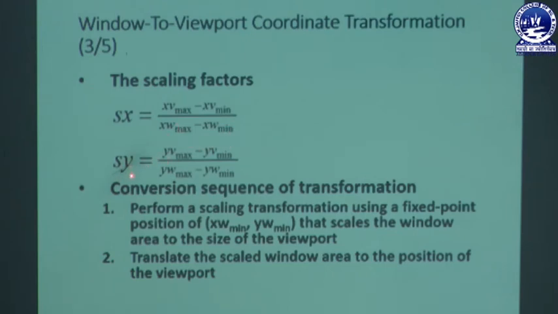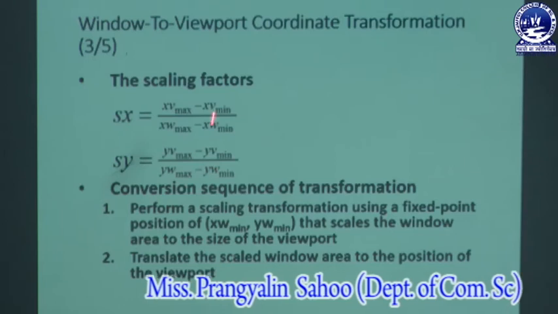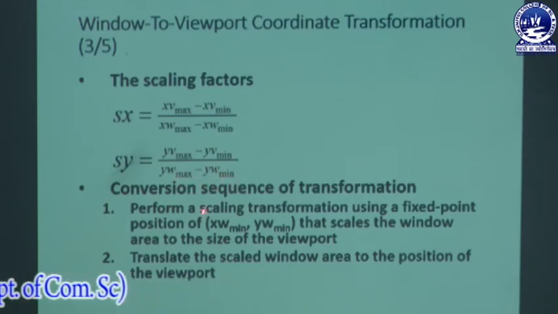And similarly the Sy value is found by dividing the viewport y coordinate range with respect to the window y coordinate range. So that's the formula for finding the scaling factors. Now the question arises, how can all the scaling transformations be done using the viewport concept? Here first you have to perform a scaling transformation using the fixed position point xw minimum and yw minimum.